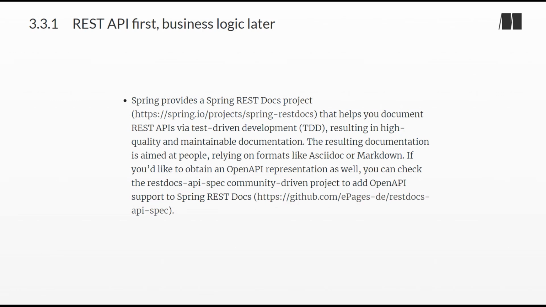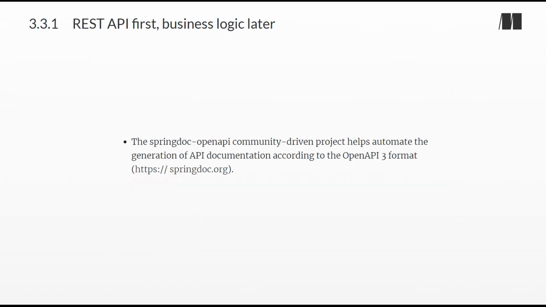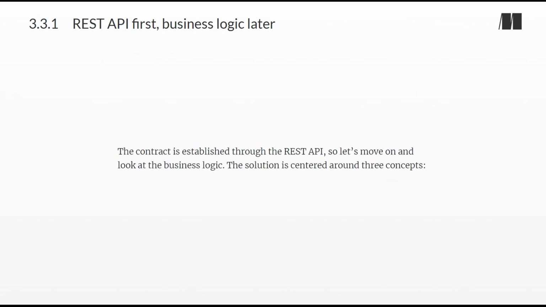The resulting documentation is aimed at people, relying on formats like AsciiDoc or Markdown. If you'd like to obtain an OpenAPI representation as well, you can check the REST Docs API Spec community-driven project to add OpenAPI support to Spring REST Docs, see this link. The SpringDoc OpenAPI community-driven project helps automate the generation of API documentation according to the OpenAPI 3 format, springdoc.org. The contract is established through the REST API, so let's move on and look at the business logic.